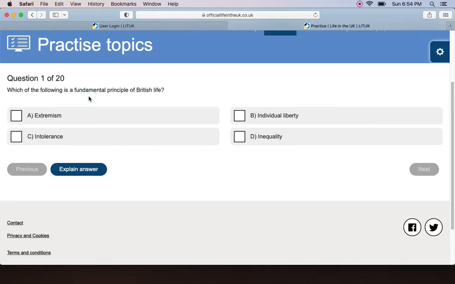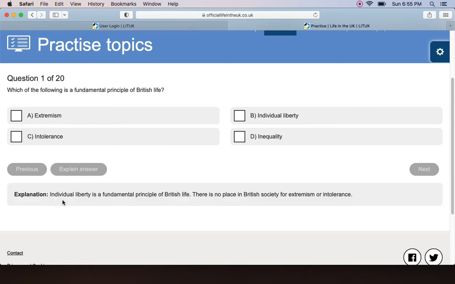All questions. Which of the following is a fundamental principle of British life? इनमें से कौन सी चीज है जो एक बुनियादी असूल है British life का? Extremism, इंतहा पसंदी, intolerance, individual liberty or inequality.